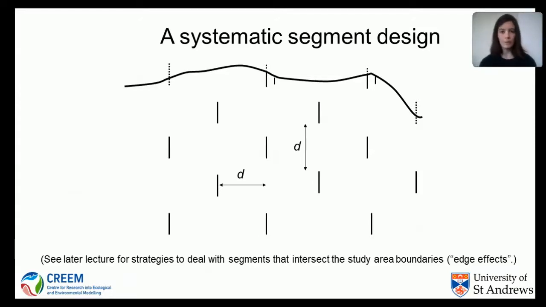Now you'll also notice sometimes these segments, similarly to points, might intersect the boundary of your study area. And you can see some examples there of the dotted lines denoting segments that cut across the boundary. In the next lectures we'll talk about ways to deal with that and some of the rules that you might use to overcome those edge effects, as they're called when they occur.